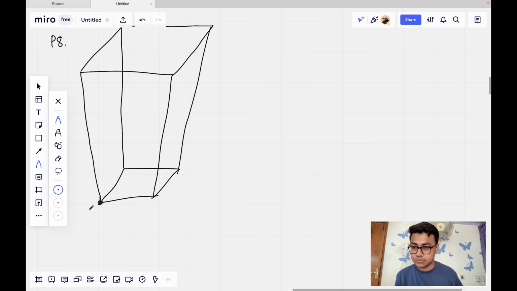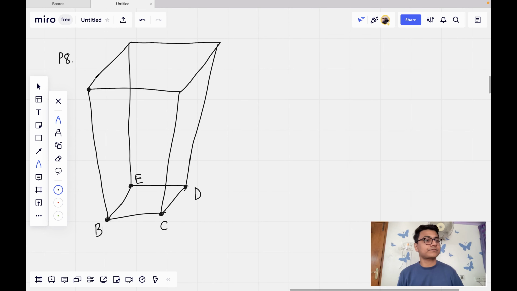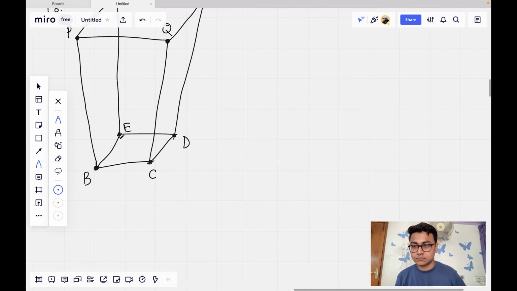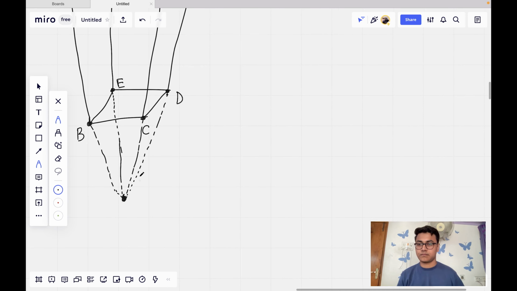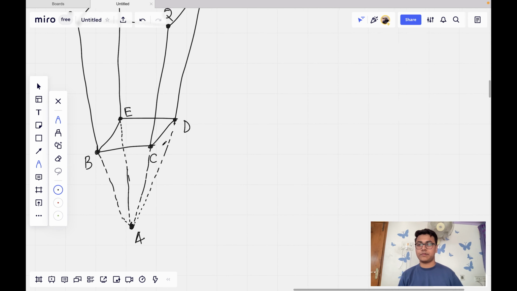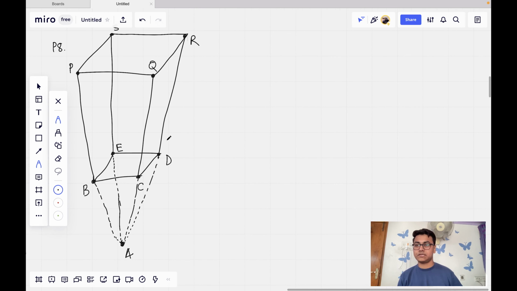We label this as B, this as C, D, E. Let's call this as P, Q, R, and S. Now we just extend these points to meet at a point A. We call this point A, the apex of this whole pyramid. Okay, the apex of the whole pyramid.